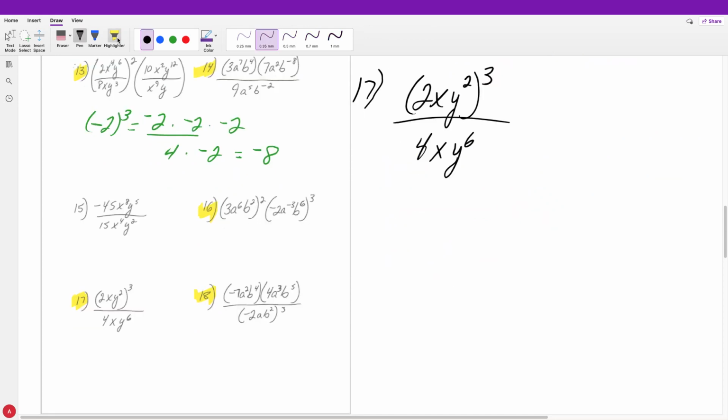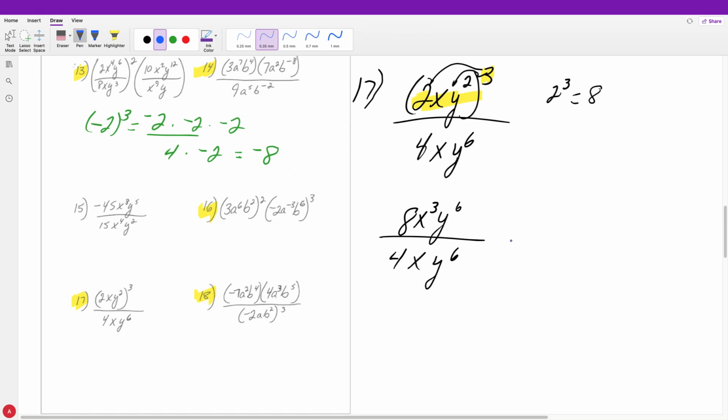All right, so for this one, we need to do our power first in our numerator. So now I have 2 cubed. Well, 2 raised to the third power is equal to 8, so I have 8. Our rule of power to a power, we multiply, so it becomes x cubed and y to the 6, all over top of 4x, y to the 6 as well.